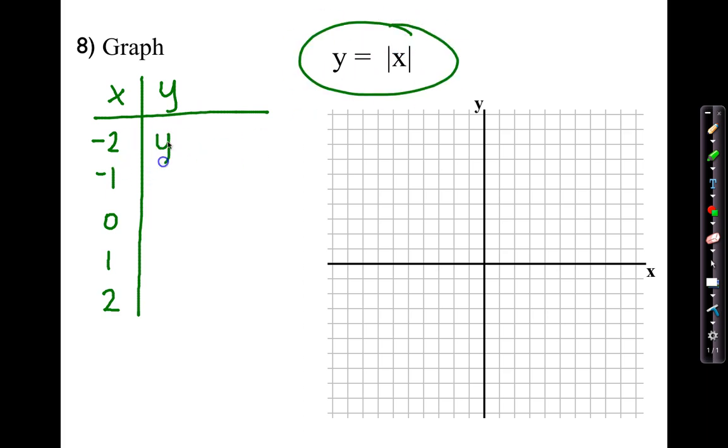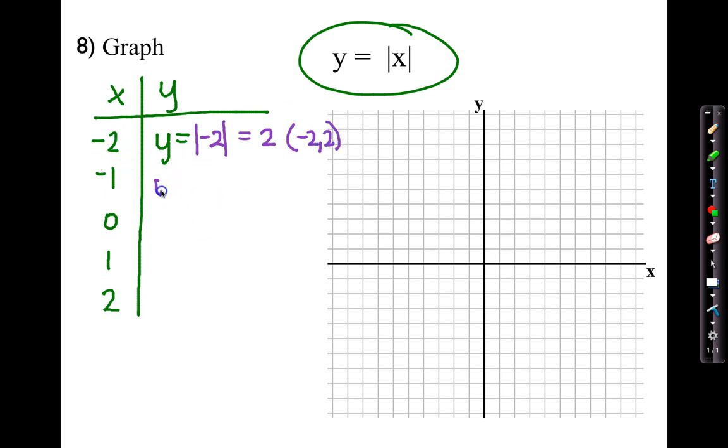So here, y is going to be the absolute value of -2. What's the absolute value of -2? Hopefully you remember this from 7th grade. The absolute value is basically the distance from 0. So how far is -2 from 0? It's just 2. So the ordered pair would be -2, 2.